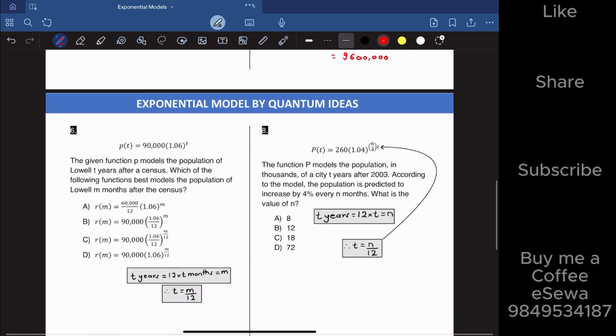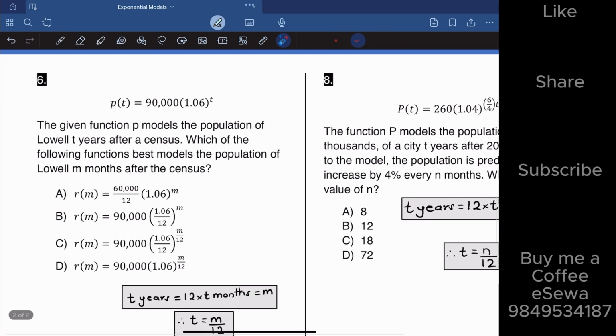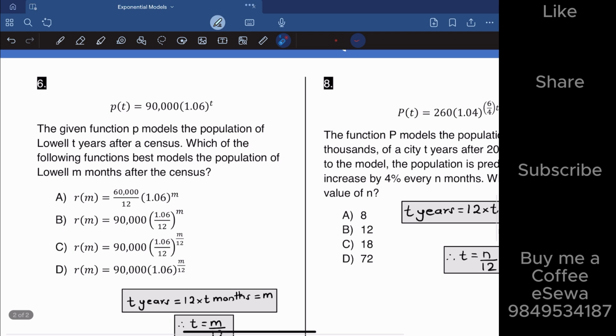So let's see number 6. So this is our function. The given function P models the population of Lowell T years after a census. Okay, this T is in years, remember. Which of the following functions best models the population of Lowell M months after the census? Basically what the question is saying is that this equation is represented as a function of time. This time is in years, but we have to convert this time in terms of months.